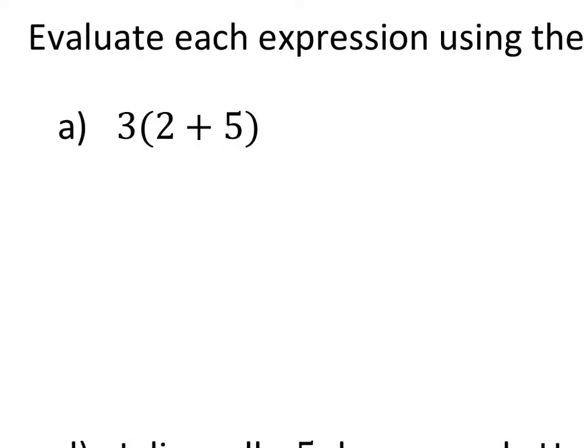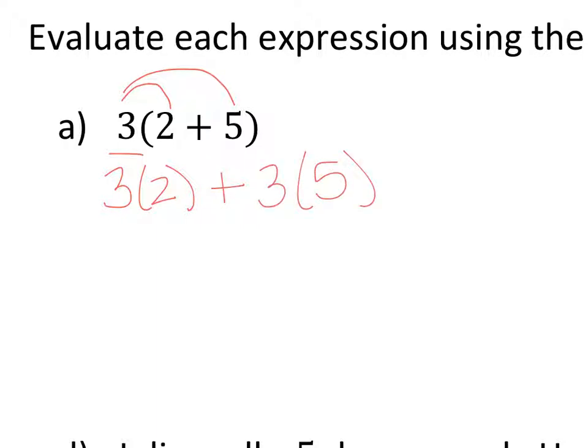Here we have 3 times the quantity of 2 plus 5. So what we need to do here is take this 3 on the outside and distribute it to everything on the inside. So really what we're saying is 3 times 2 plus 3 times 5. 3 times 2 is 6 plus 3 times 5, which is 15. Add them together, and we get a result of 21.